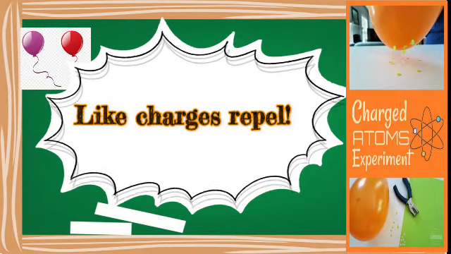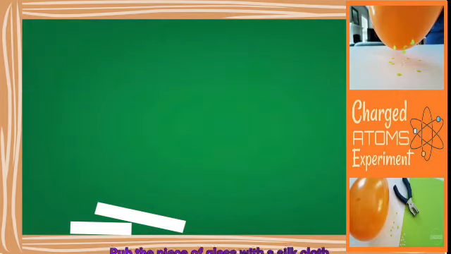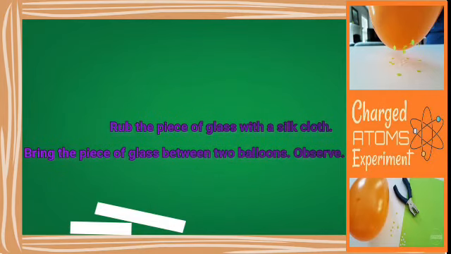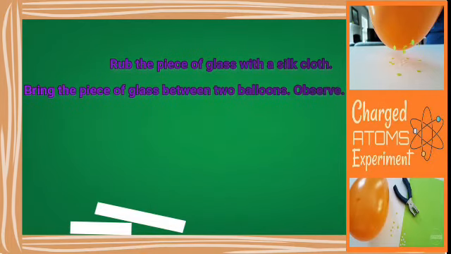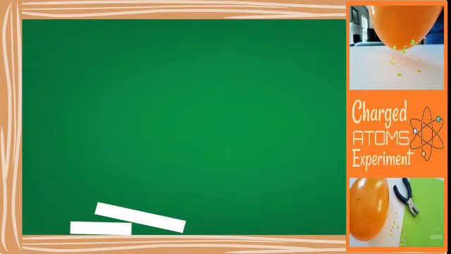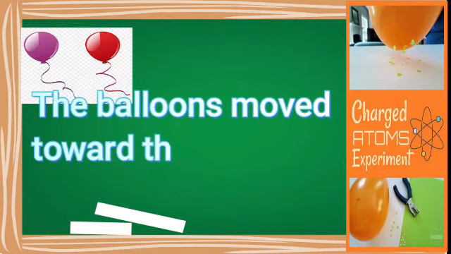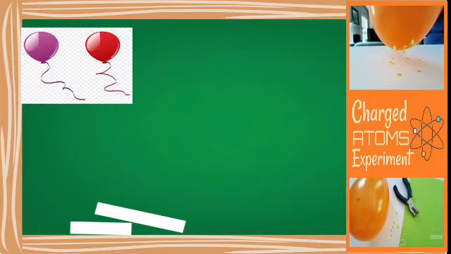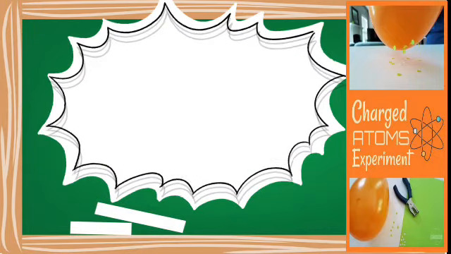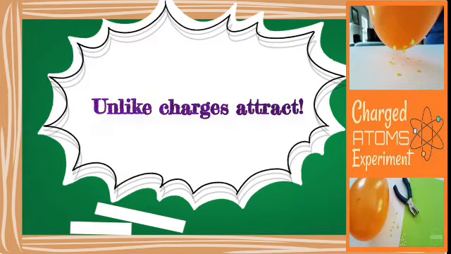Now, let's go to the second one. Rub the piece of glass with a silk cloth. Bring the piece of glass between the 2 balloons and then observe. What happened with the balloons? The balloons moved toward the glass. Does the glass have a different or the same charge? What made you say so? The glass and balloon have different charges since they got attracted to each other. Unlike charges attract.